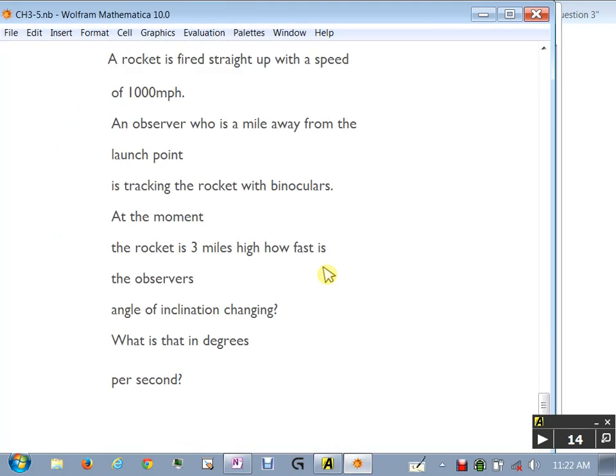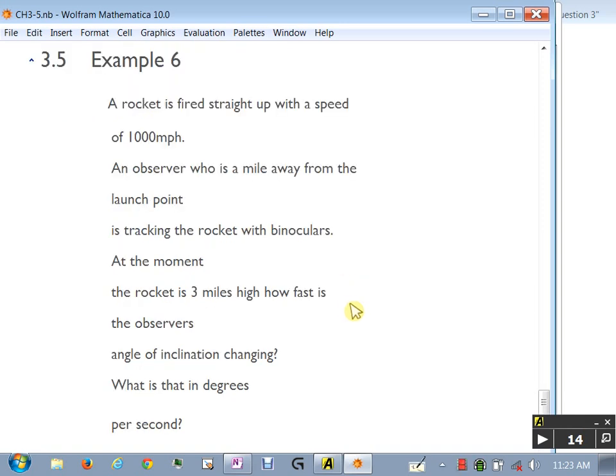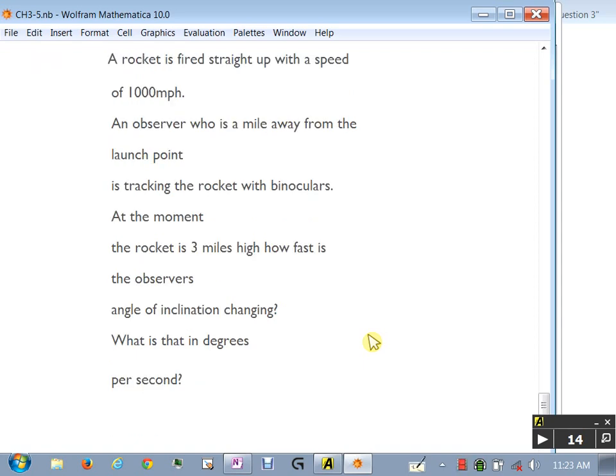Okay, so last example in 3.5. A rocket is fired straight up with the speed of 1,000 miles per hour. So this rocket has a constant speed, going straight up. An observer who is a mile away from the launch point is tracking the rocket with binoculars. At the moment the rocket is 3 miles high, how fast is the observer's angle of inclination changing? What is that in degrees per second?